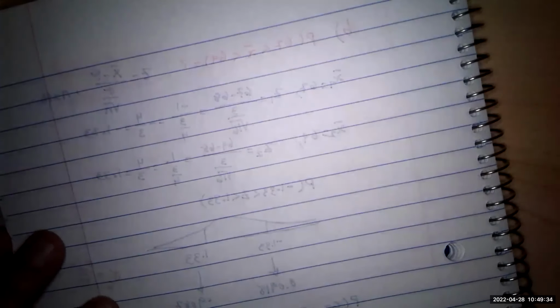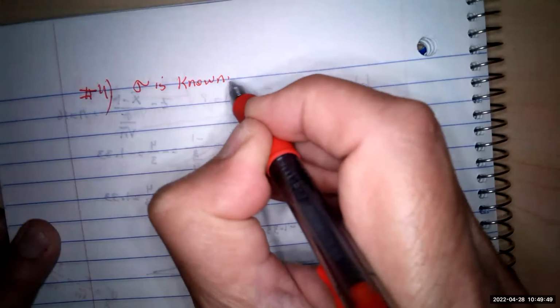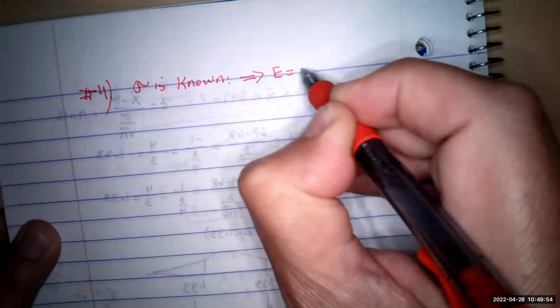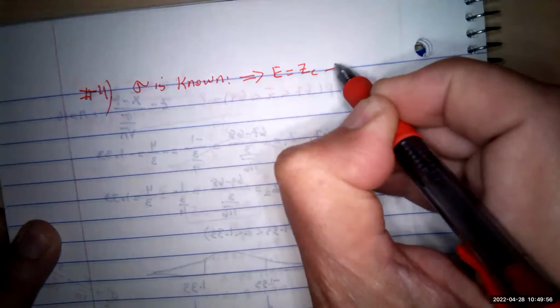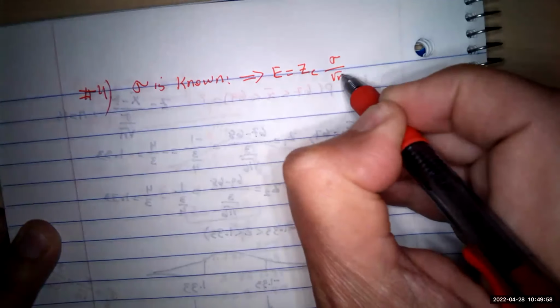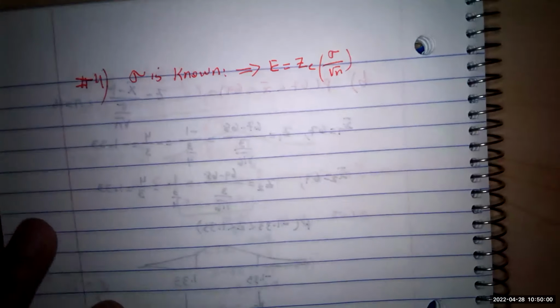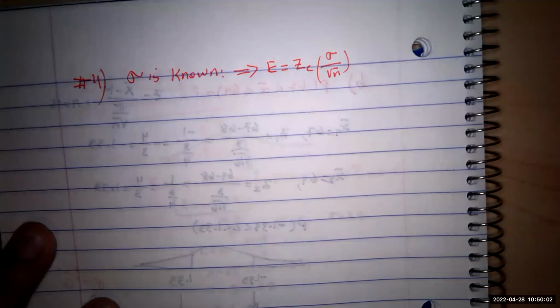Okay, so that would be our first problem on the confidence interval, number 4. The subject in this case is that sigma is known. In this case, E would be z_c sigma over radical n. That's the idea of this type of problem. When the sigma is given to you, your marginal error would be z_c sigma over radical n.